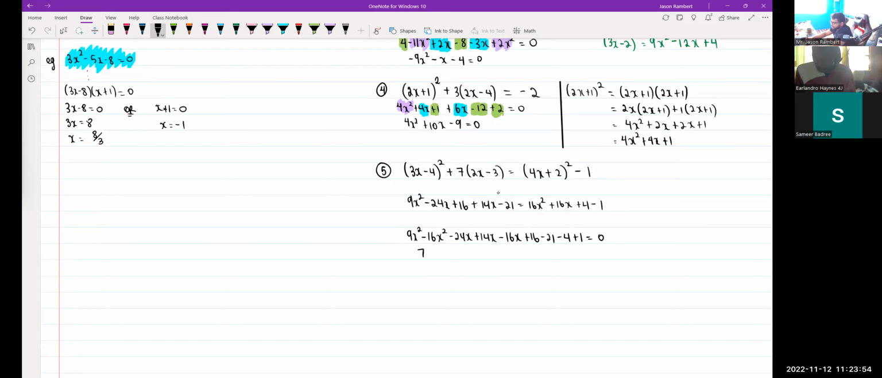9 minus 16 is minus 7, minus 7x squared. Minus 24 plus 14 will be minus 10. Minus 10 minus 16 is minus 26x. Minus 21 minus 4 is minus 25. Minus 25 plus 1 is minus 24, is equal to 0.